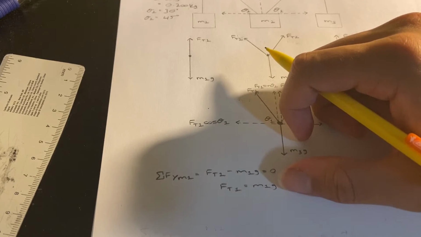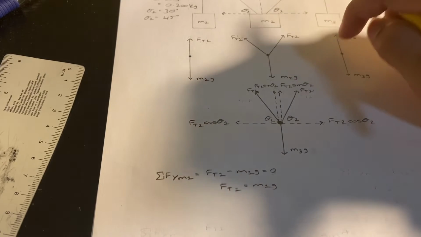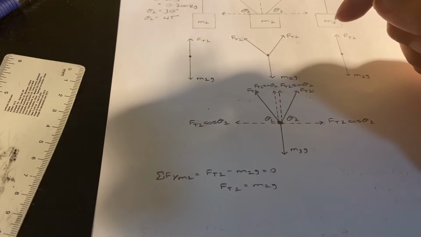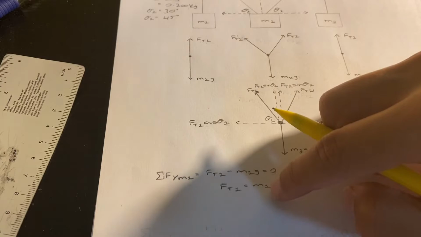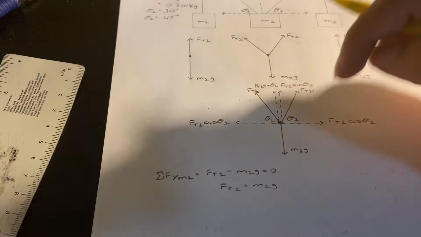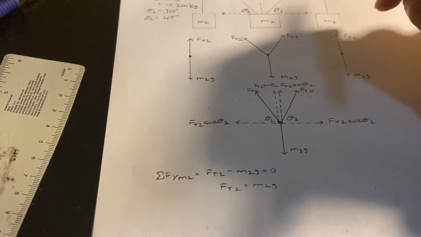This equation here will prove useful for when we are solving for M2 and M3, because we can substitute in force tension 1 for M1G. We don't know the exact value of force tension 1, but we do know the exact value for M1G because we have two knowns, M1 and G. So that will prove useful for solving for M2 and M3.